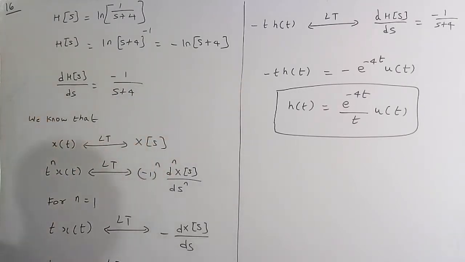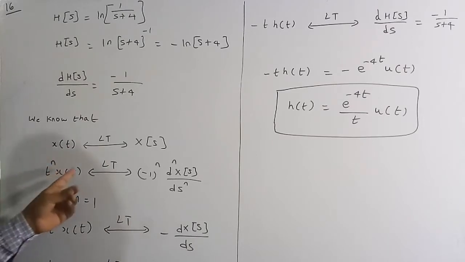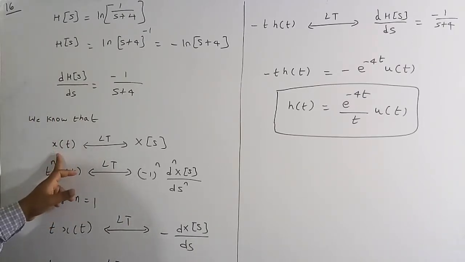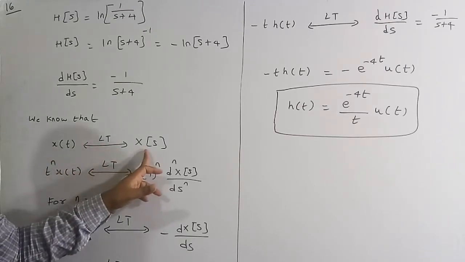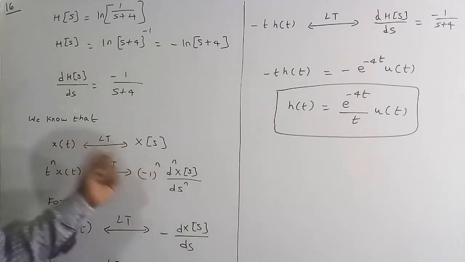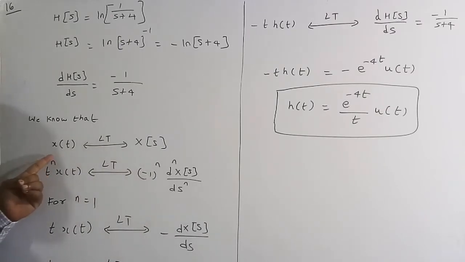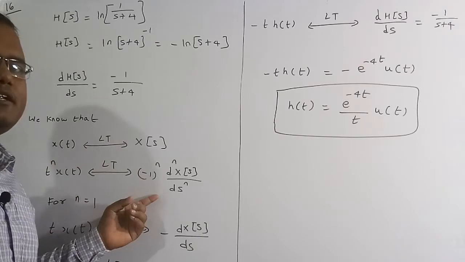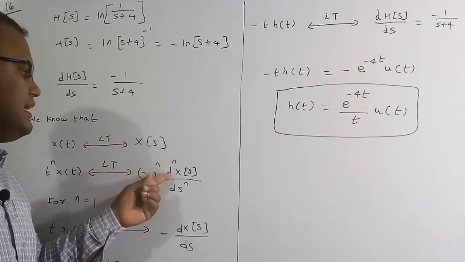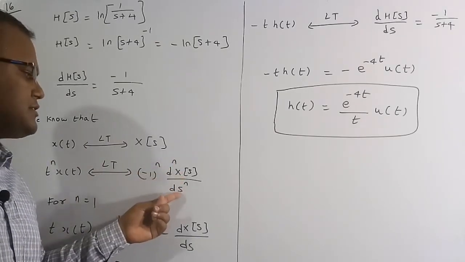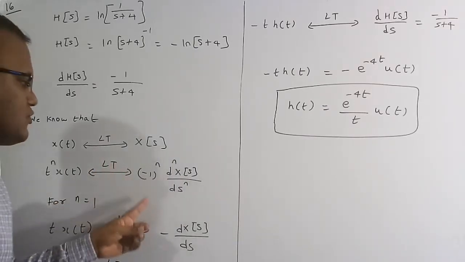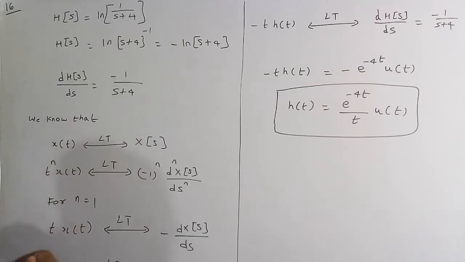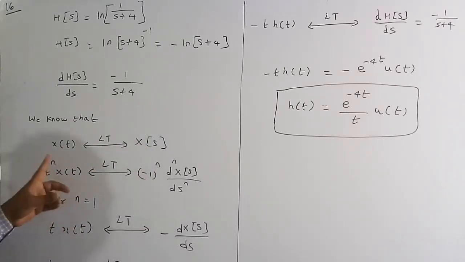Now we have to know some basic formulas in order to solve this numerical. The basic formula is: if x of t has Laplace transform x of s, then t to the power of n times x of t has Laplace transform, which is a very fundamental formula, minus 1 to the power of n, d to the power of n x of s by ds to the power of n. Here you do the n-times differentiation of the previous one in order to get an expression which is t to the power of n x of t.